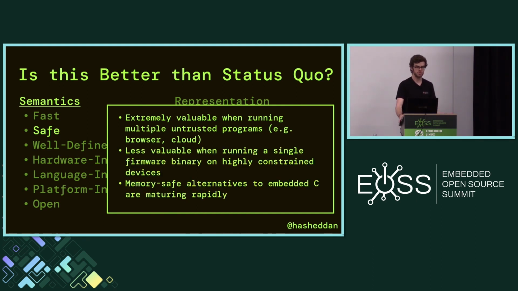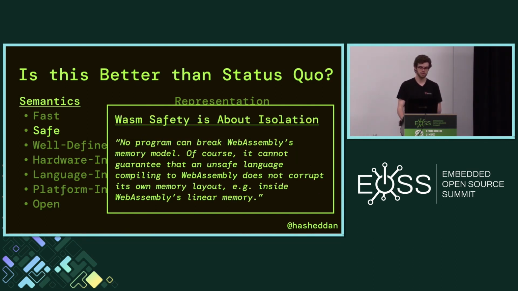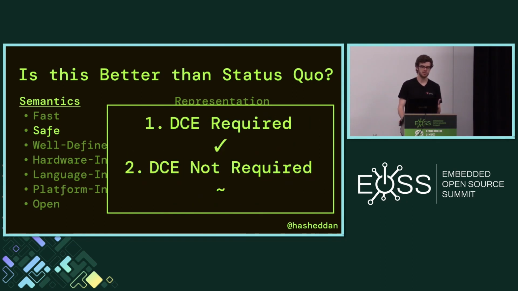But there are also memory-safe alternatives to embedded C. So I know there's been a number of talks about Rust. That's not the only memory-safe option. There are other alternatives as well, but that's just one that's obviously been popular as of late. So if you need dynamic code execution, this isolation is going to be useful. If you don't need it, there are other ways to get memory safety, and probably less complex ways as well.